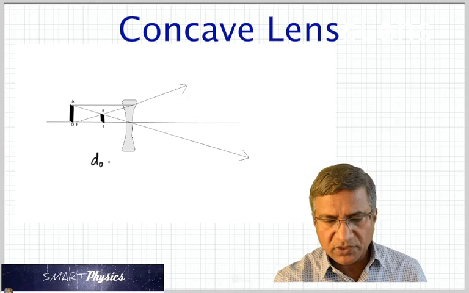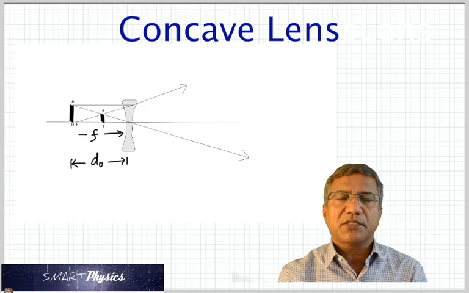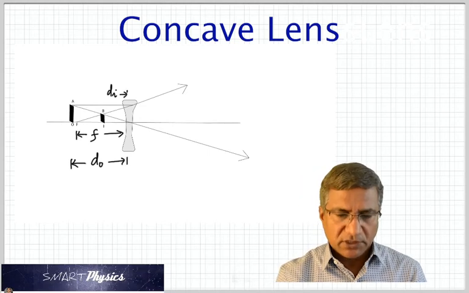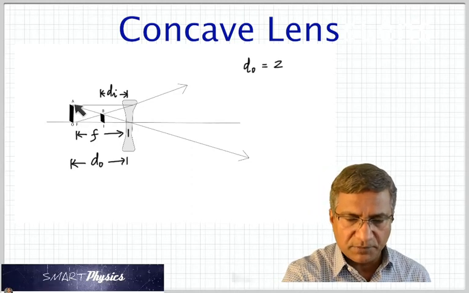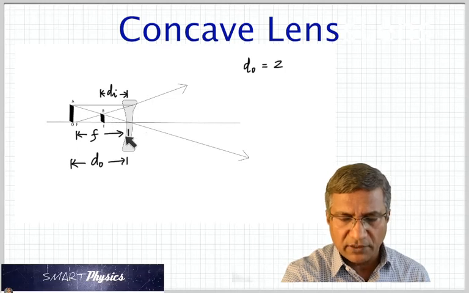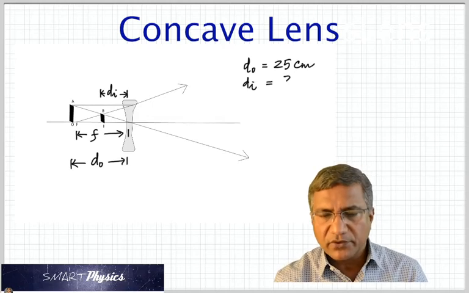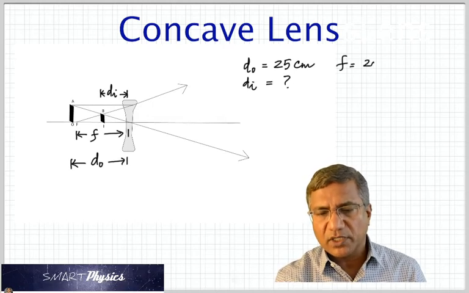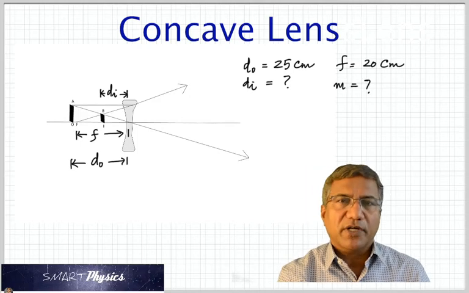Now, if this is the case of a concave lens, no matter where you keep the object, you're always going to get a virtual image. DO, F, and DI are shown. That's the object, so that's DO. And here is the image, that's DI. And the focal point is right here, so that's the focal length. Assume that DO is 25 centimeters, DI is to be found, the focal length is 20 centimeters. We also have to find the magnification.